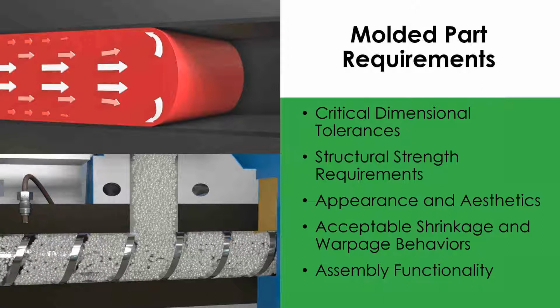If that design is not optimized, the molder at the machine has no chance of really molding a structurally strong part. It's like the old saying, garbage in, garbage out. If the design is not good, the molder and the machine can't do anything about it.